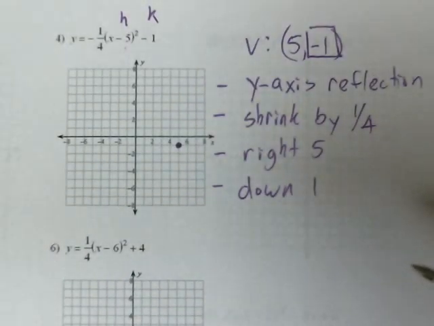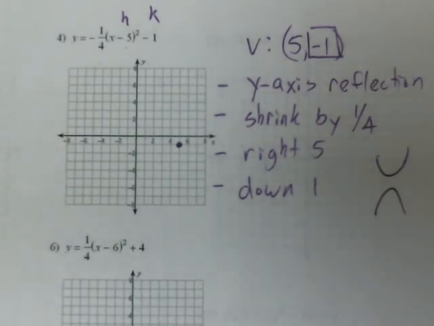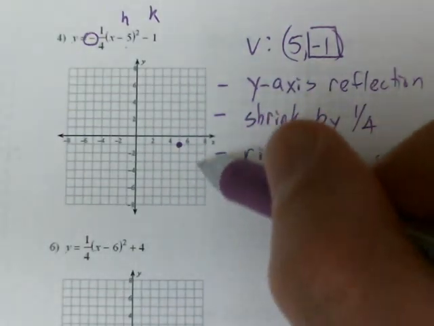Now let's stop for a minute. Is my graph going to open up? Is it going to look like this, or is it going to look like that? All right, it's going to open down, upside down. Why? Because I have a negative here. I have a reflection. So I already know that my graph is going to open down this way.